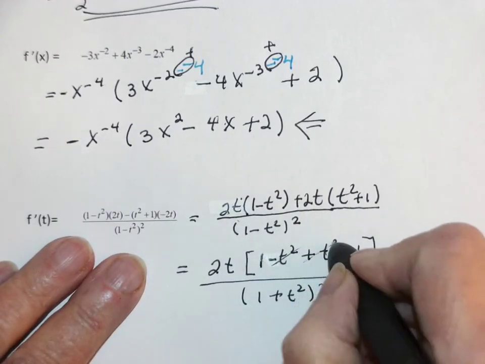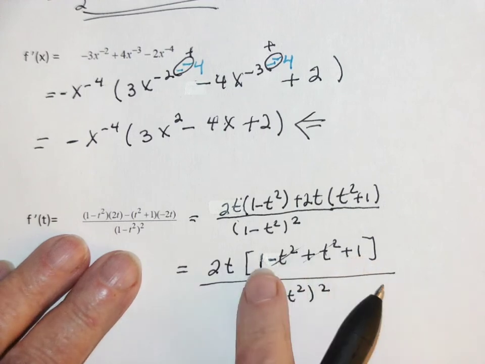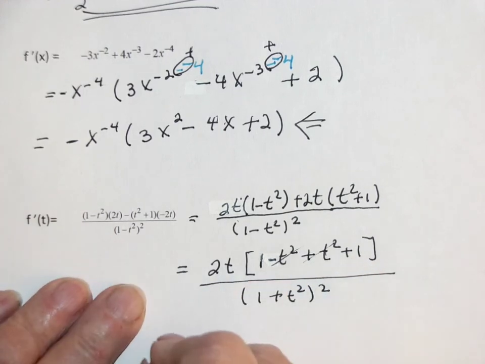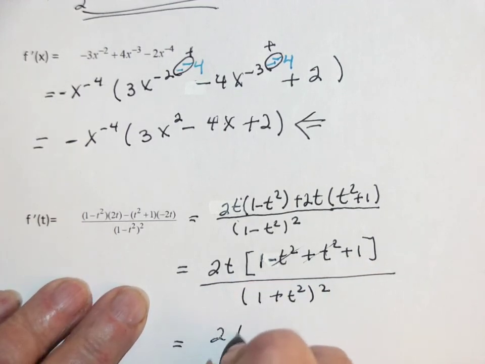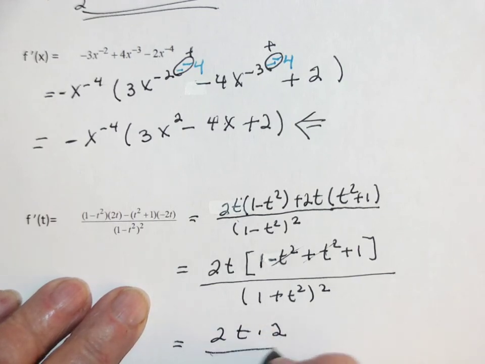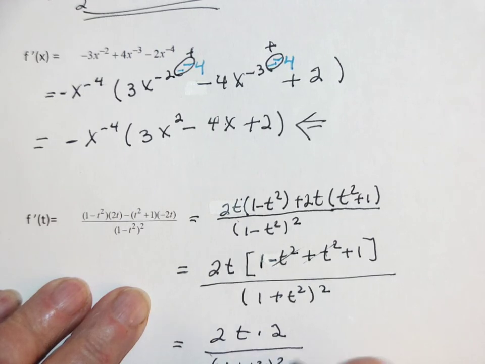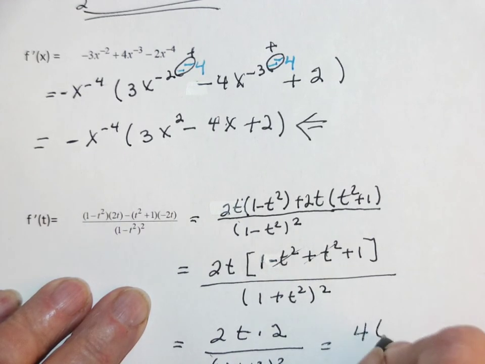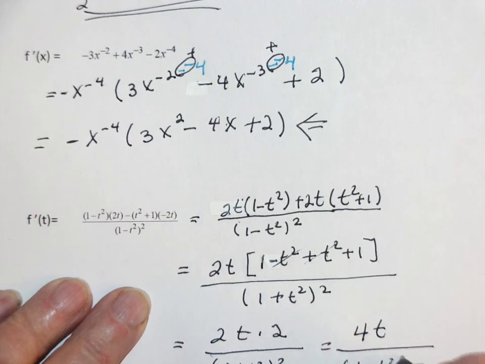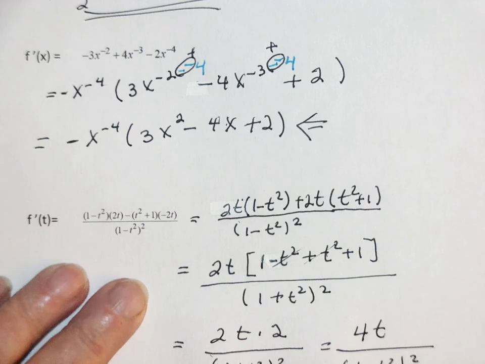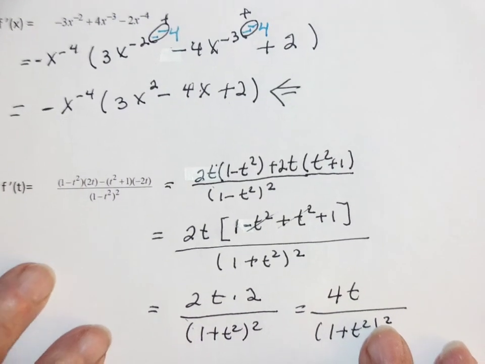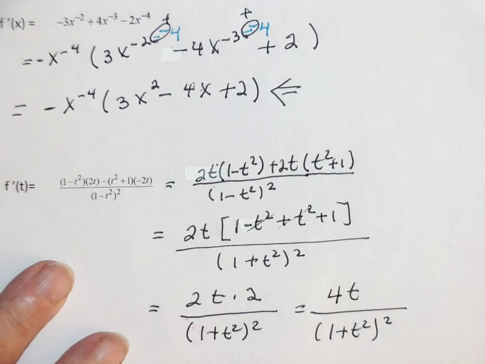Minus t squared plus t squared add to 0. I end up with a 2. So this is going to be 2t times 2 over 1 plus t squared squared, which is 4t over 1 plus t squared squared. So that's going to be your final answer.